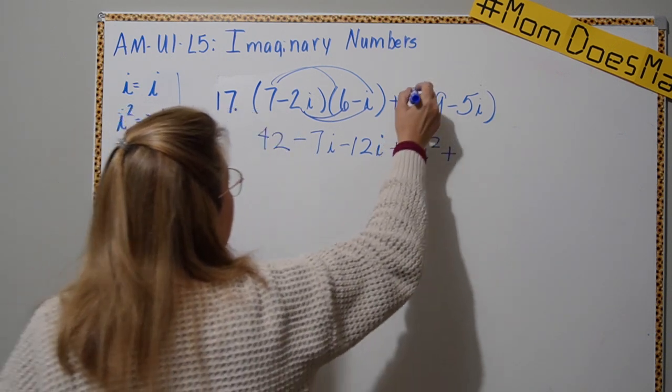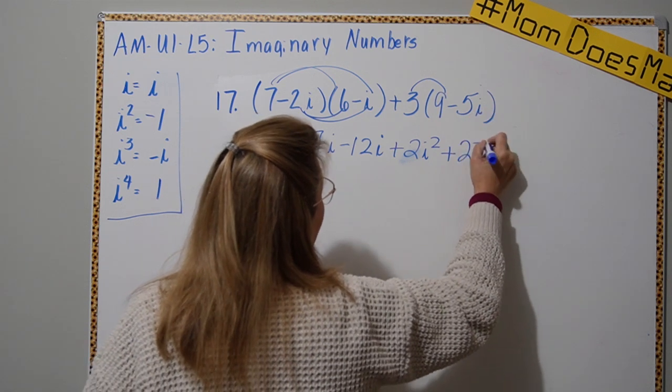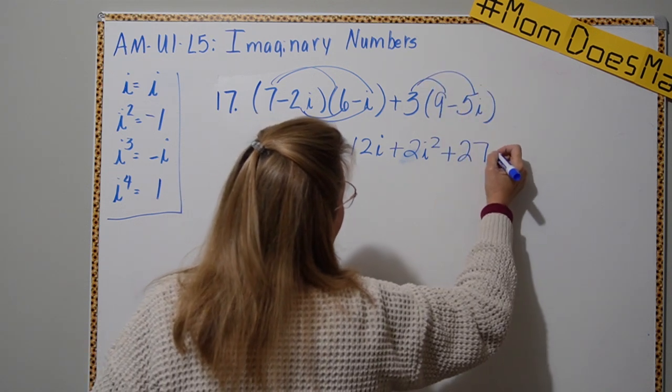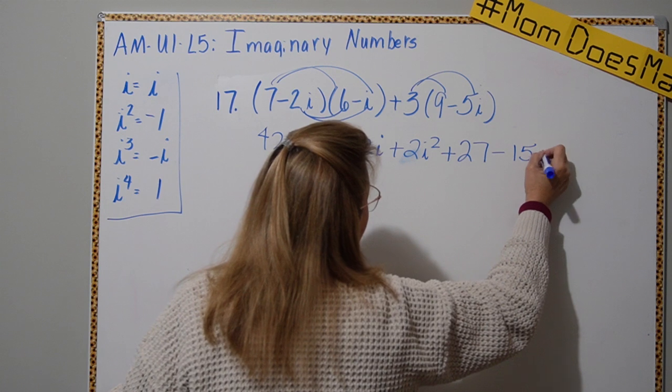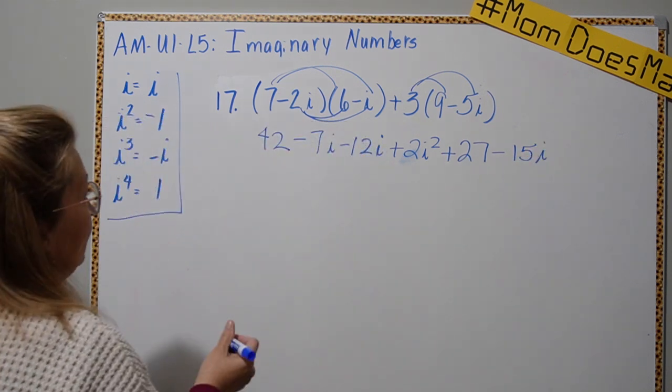Okay, down here, distributing a positive 3 is going to give you 27. And then 3 times 5i is going to be negative 15i. So let's clean it up and combine what we can.